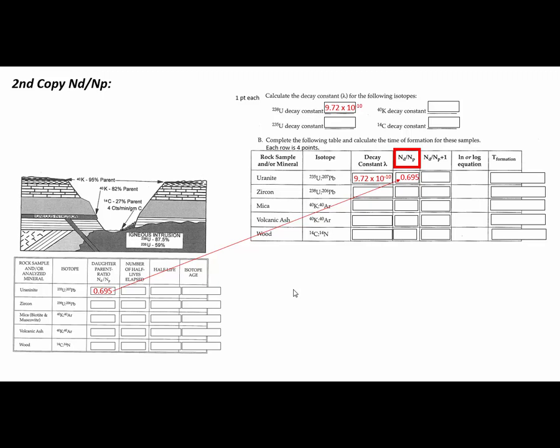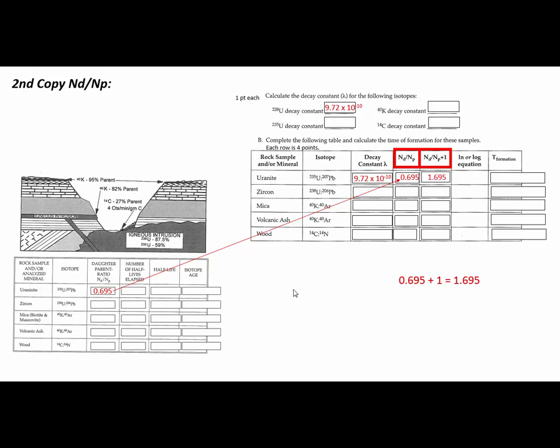Moving to the right, this next step is really easy. You just take that 0.695 and add 1 to it, so that gives us 1.695. Now the next column to the right says LN or LOG equation. We don't really need to fill this in because this is just a way for you to articulate to your instructors which equation you used. The lab provides you with two equations, the LN or natural log equation, or the log equation. For this exercise, we just want you to do the LN equation. It's a little bit more straightforward, and that's why we don't need you to tell us which equation you used.